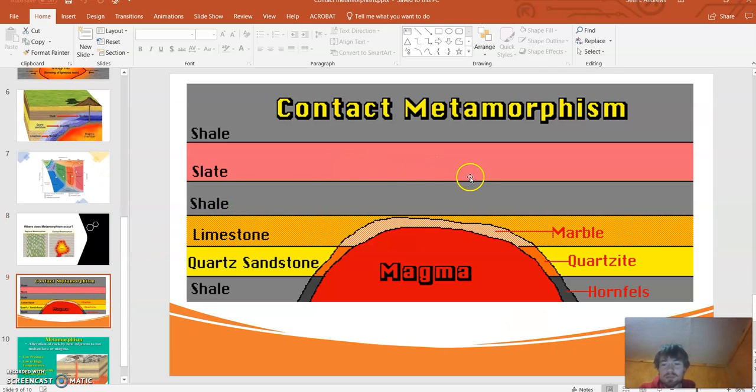This is another picture we see here. As you can tell, there's shale, slate, shale, limestone, quartz sandstone, shale. And hornfels, again, are formed from shale. Quartzite forms from quartz sandstone. And limestone turns into marble. As you can see, hornfels and quartzite are not formed as much as compared to the marble.